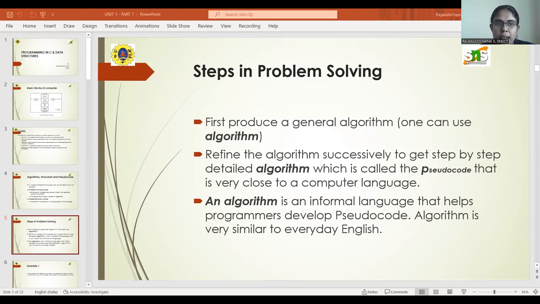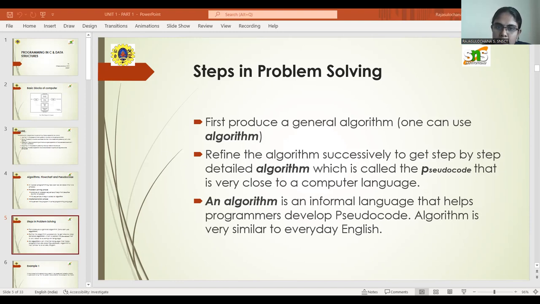So, in the last lecture, we have seen the basic blocks of a computer and we have seen what is problem solving and how to write an algorithm to solve a particular problem. In continuation to that, we will see few examples on writing an algorithm and we will see how to convert the algorithm into flowchart and pseudocode. So let's have a quick recap of the last class.